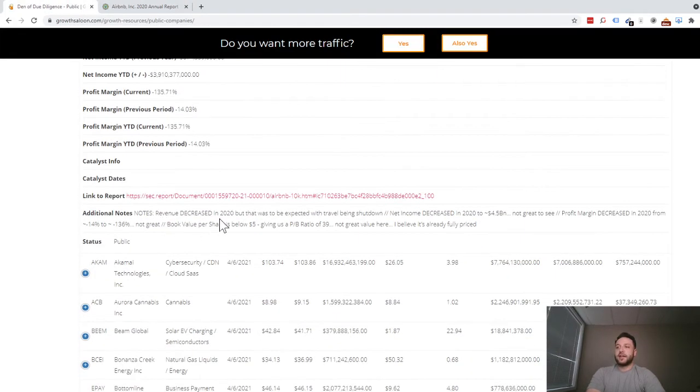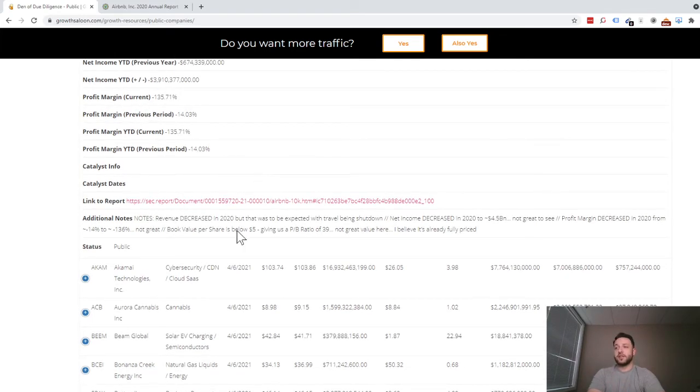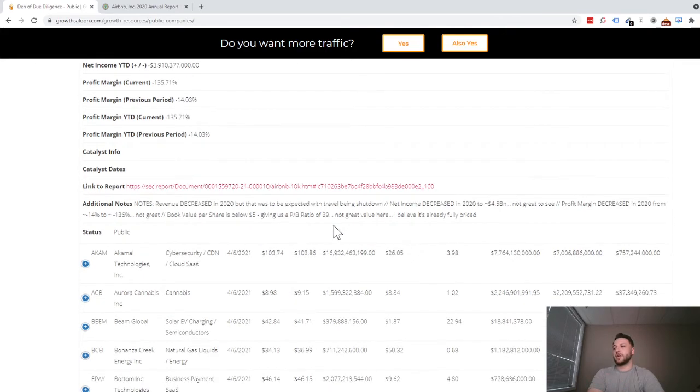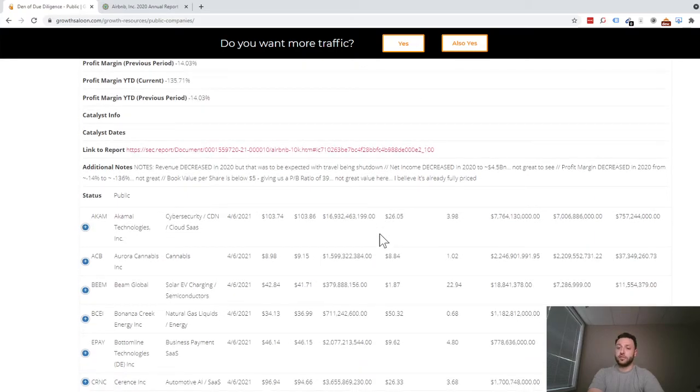Back to this, last thing you're going to see is just additional notes. Those are notes that I take, kind of summing up what I see up here on some of them. Their revenue decreased in 2020, but we were expecting that. Net income decreased in 2020. Not great to see that. Profit margin decreased in 2020 from this to that. Not great. Book value per share is this, giving us a PB ratio of this. Not great value there. I think it could already be priced or fully priced.